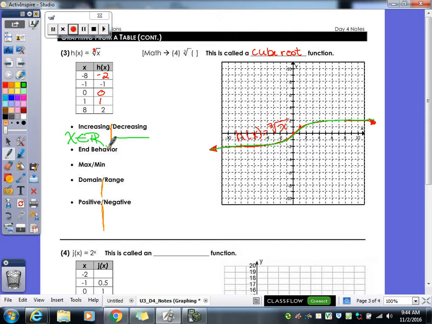End behaviors. We can do end behaviors for both sides this time, left and right. Again, it's very slow, but the left side is going down. Yep, and then the right side is very slowly going up. Do we have a max or min? No, because we got arrows on both ends. This thing's going to keep going. No max or min here.